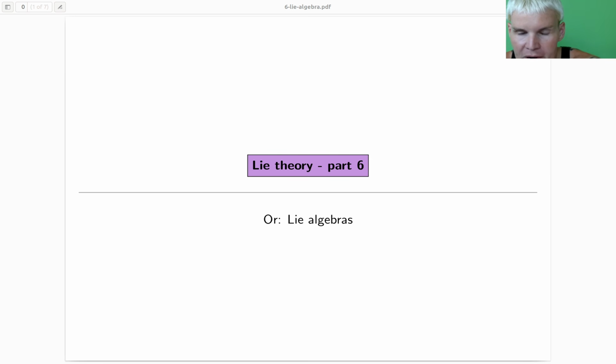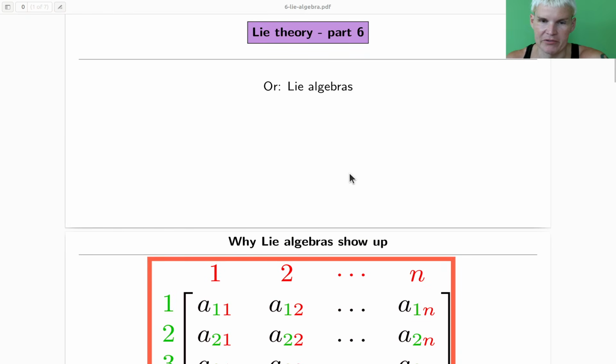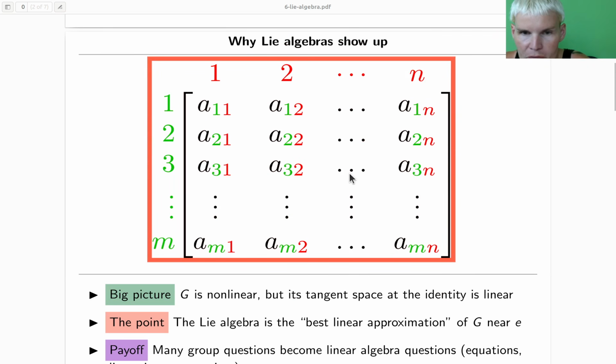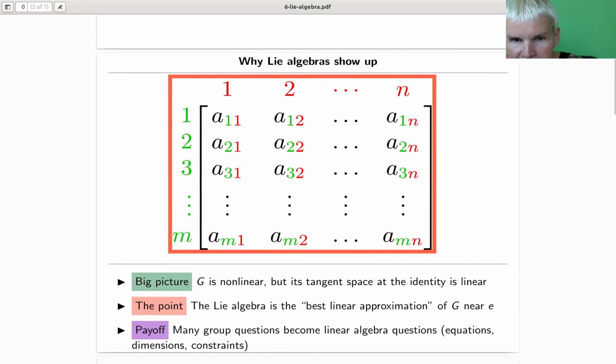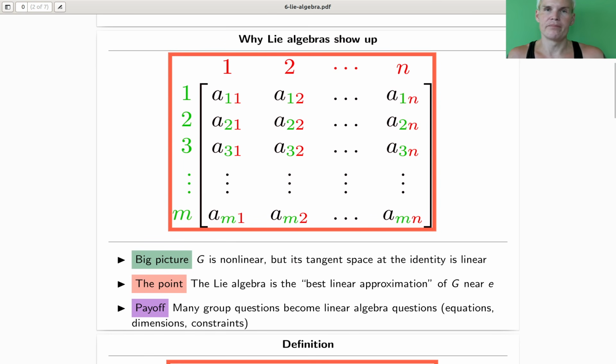But essentially the whole idea, this is not working, let me do it this way, is why Lie algebras show up. So why in our little matrix, why do we have Lie algebras? And just a reminder here, we are most of the time essentially only thinking about Lie groups and matrix groups. We'll see several examples later. But as I said, there's a more general picture. But let's just say matrix groups.